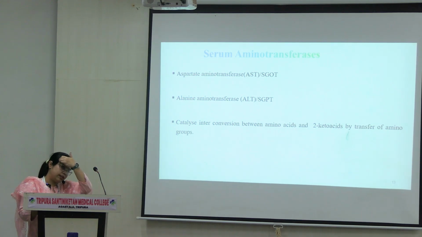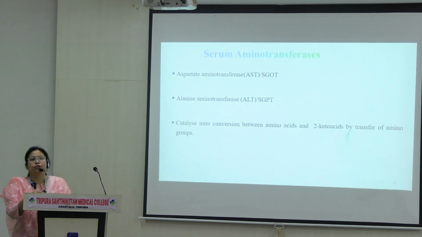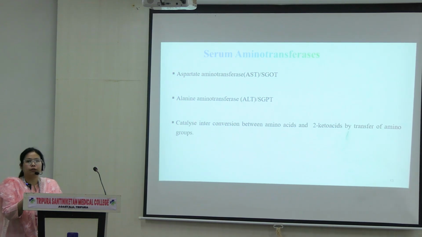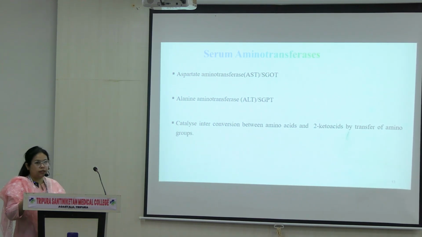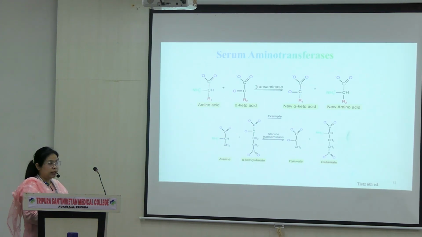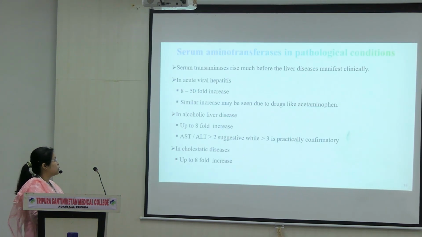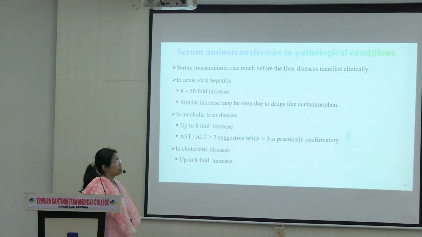जहाँ पे there is interconversion of one amino acid to keto acid, and the keto acid becomes an amino acid. Transamination reaction. So they do transamination reaction, AST and ALT, right? Like in this picture you will see. Why are they important? Why do we do serum aminotransferases?